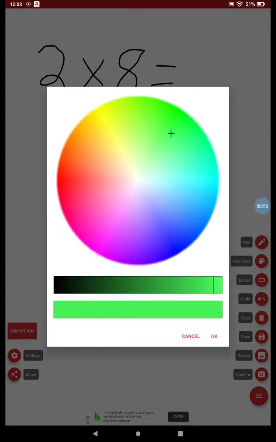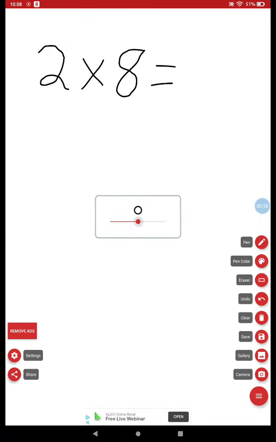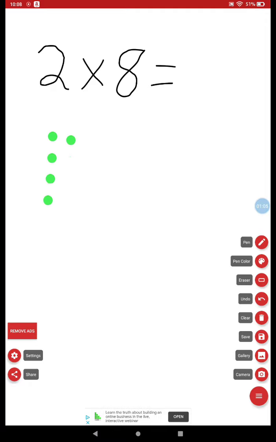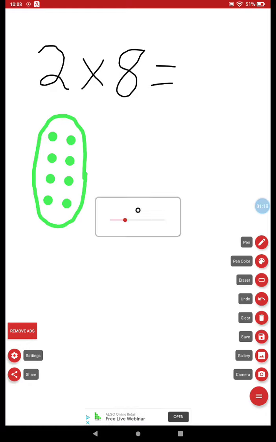So I'm going to change my color and draw out a group of 8. 1, 2, 3, 4, 5, 6, 7, 8. Hey, we see that that's a group of 8. So I'm going to circle it. But I don't want one group of 8, I want 2 groups of 8. So I'm going to write out another group of 8. 1, 2, 3, 4, 5, 6, 7, 8.